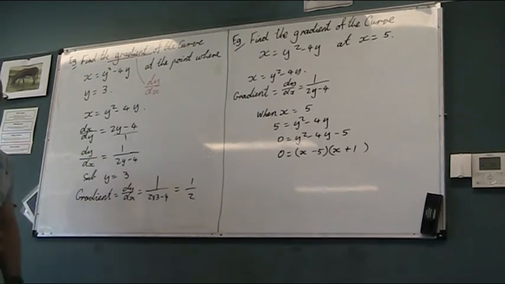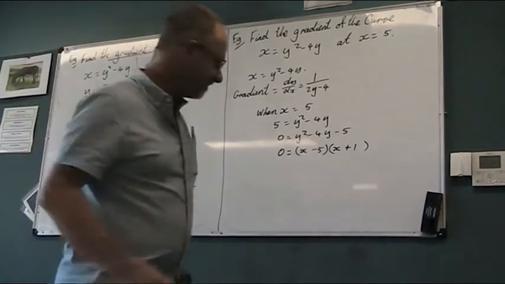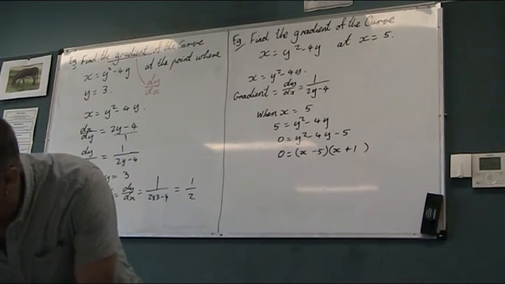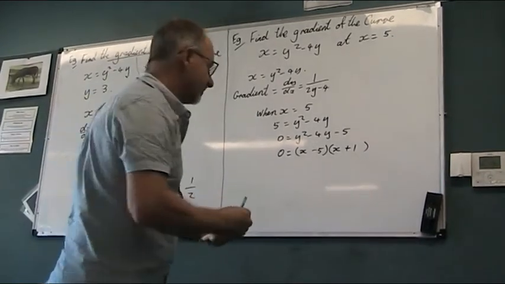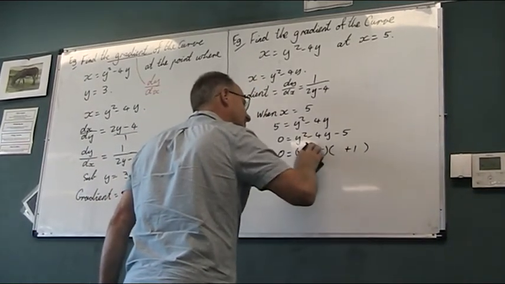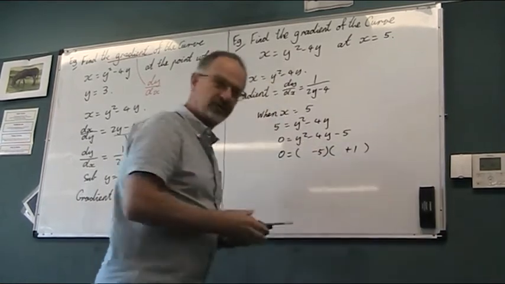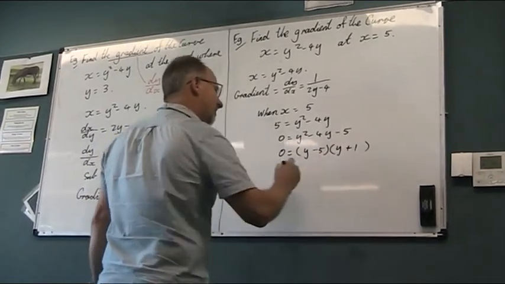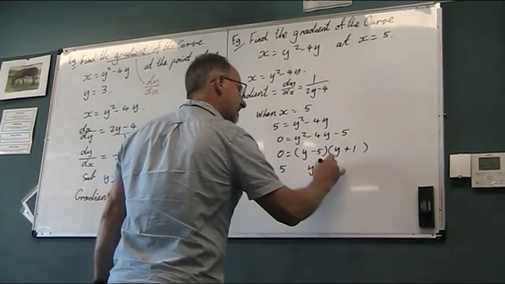Oh, I should have y's in them, not x. See, I made a mistake down here too. My notes should be y's. See, too used to doing x's, aren't we? Thank you. Rookie mistake. Someone my age shouldn't make a mistake like that, should they? Alright, so y is 5 or y is -1.